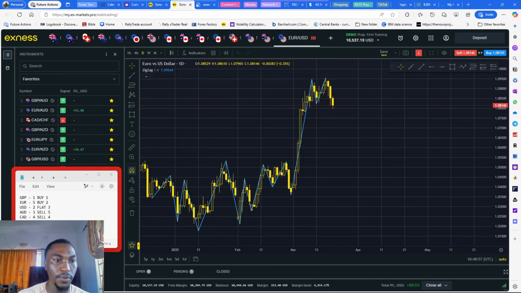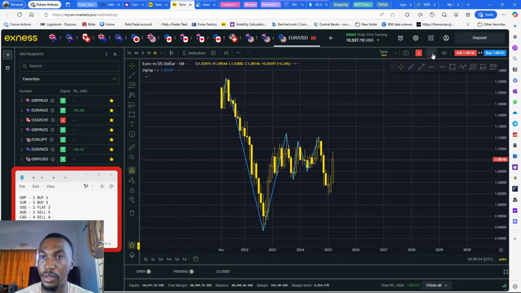So I'm comparing Euro to the US dollar. It's saying I should buy instead, right? Because the Euro is currently stronger than the US dollar, until news starts to push strength the other way. The Euro is currently stronger than the US dollar, which means I should be searching for buying opportunities.